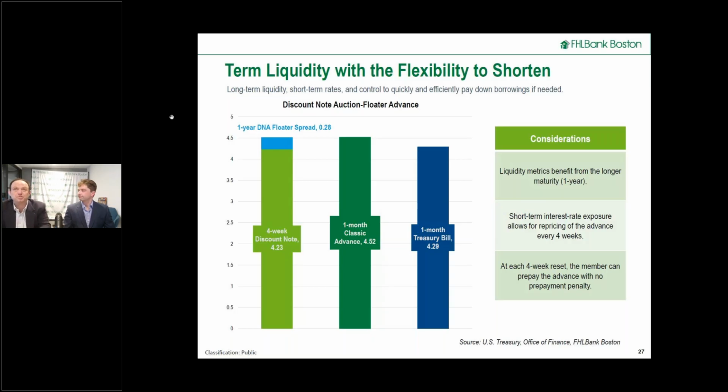the member-owned option. So we've talked about this in a number of forums. We have some stuff up on the website, but it's our discount note auction floater advance, where you can borrow, say, at a 1-year maturity, and every 4 weeks the advance resets on rate. So it's a floating rate. And at each one of those intervals, you can pay off the advance and not be subject to a prepayment calculation. So when you think about sources and uses, it's not ultra short-term wholesale funding that is not going to help any type of liquidity analysis, and you get the benefit of the long term.